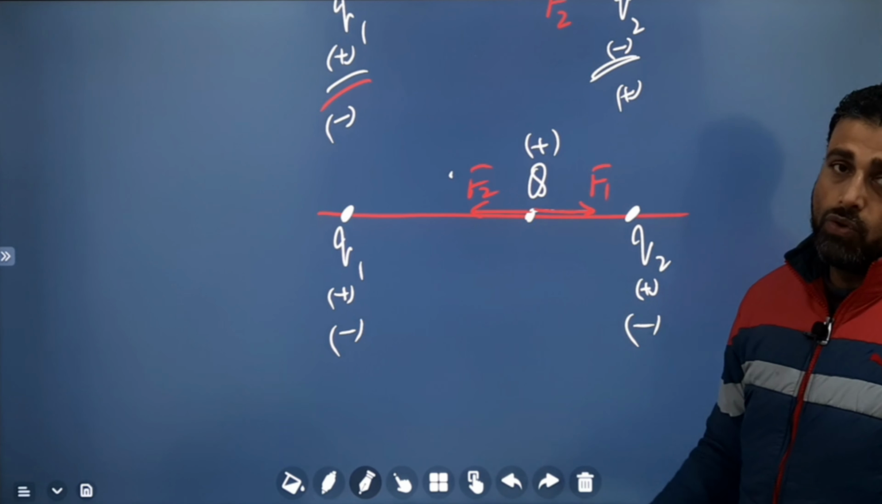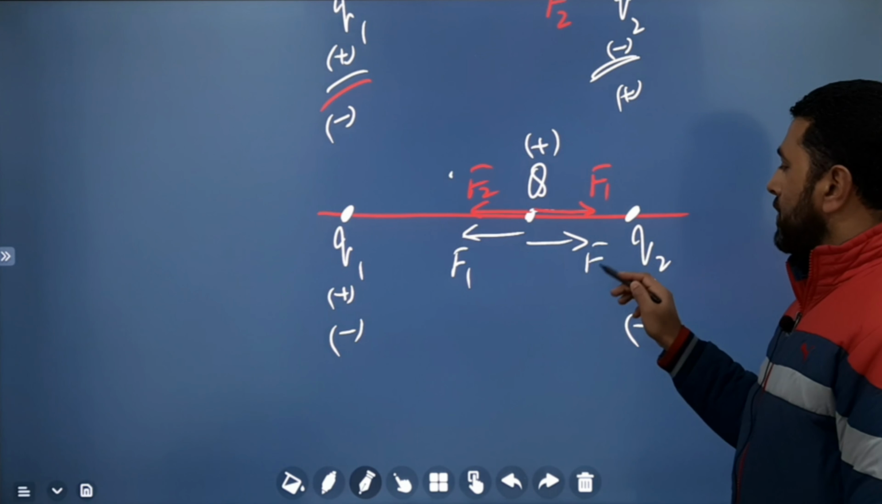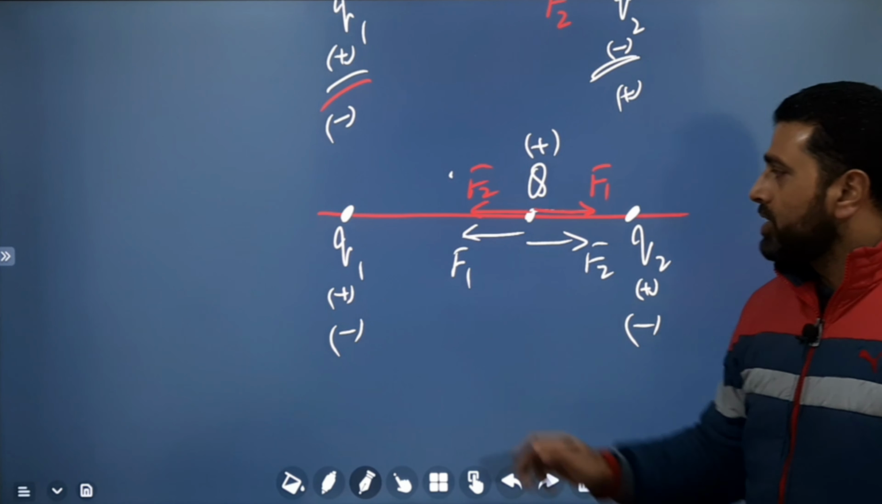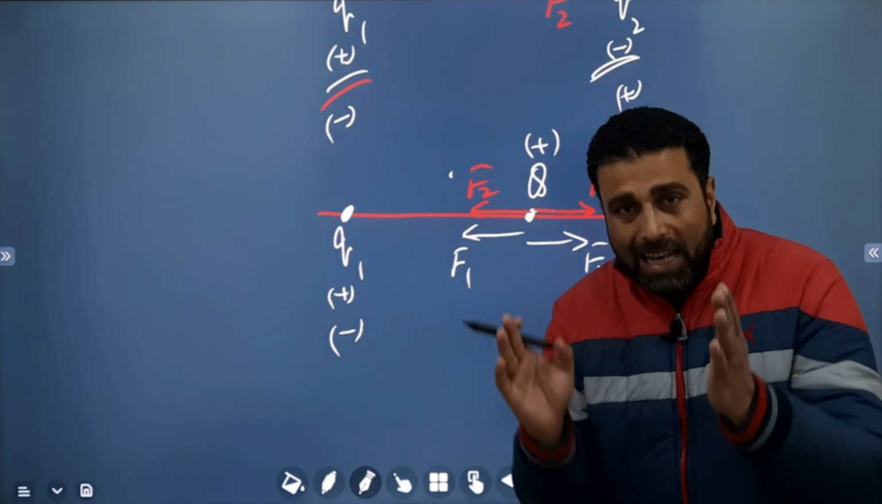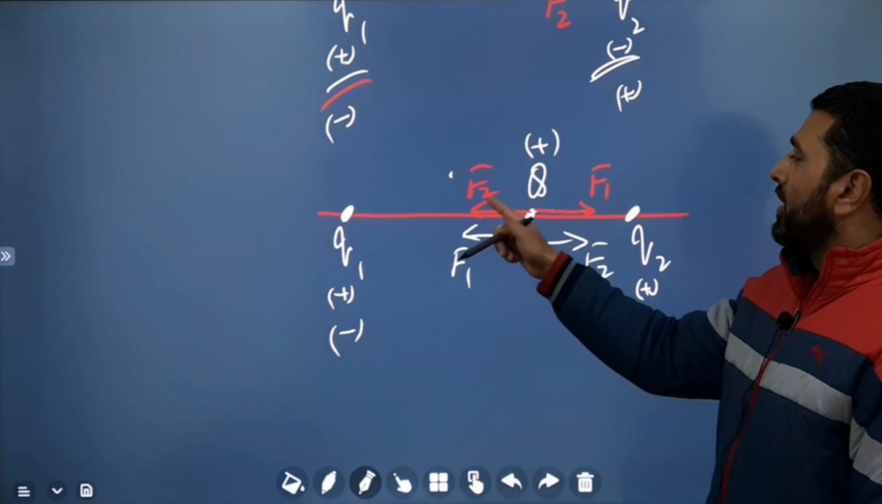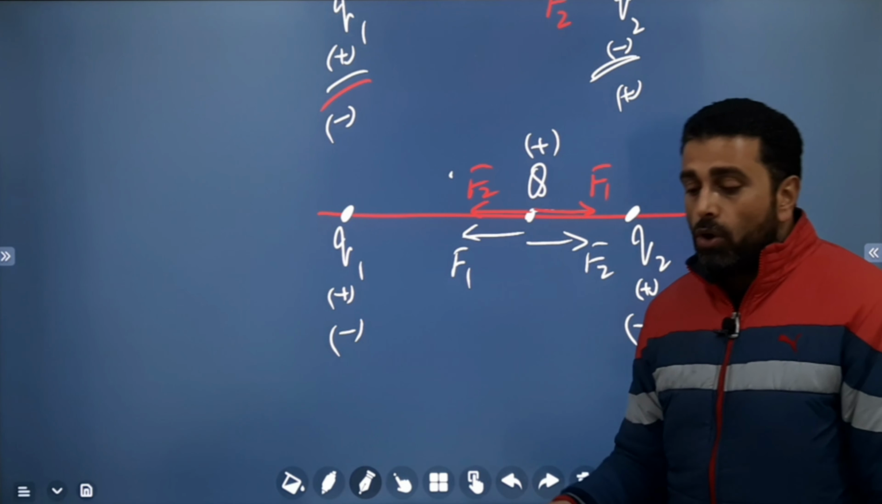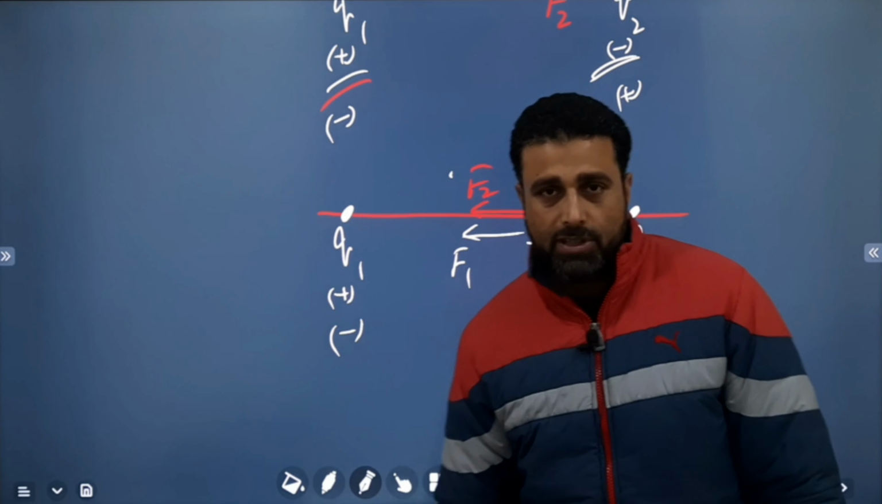Then forces will simply swap their directions. F1 will be in this direction and F2 will be in this direction. So it doesn't matter if q1 and q2 are both positive or both negative. They have to be like charges. Either both of them are positive or both of them are negative. Then only F1 and F2 will be in opposite directions. Then only they can cancel out. Well, the other condition is their magnitudes have to be same.